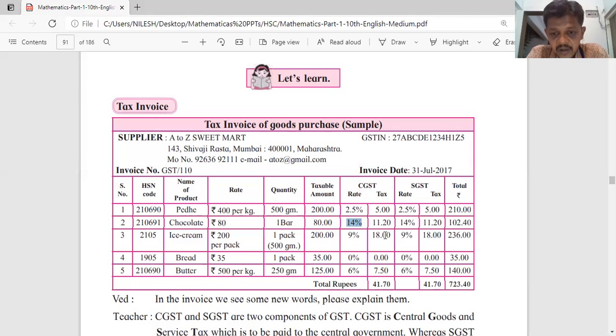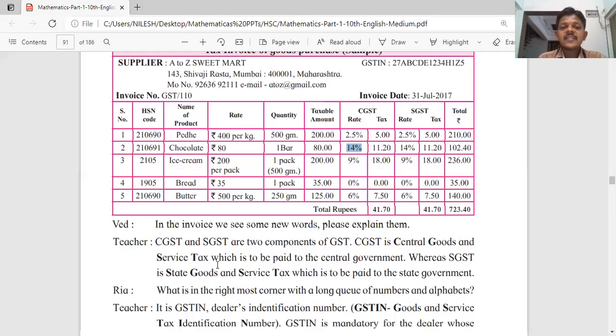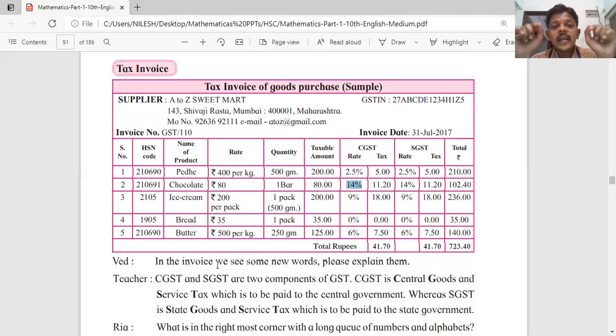Bread is very important. So it falls under the category of 0%, no tax on bread. And butter, again, 12%. Okay, fine. Butter is again acceptable. So total, this is how the tax invoice looks like. This is just an introduction. Invoice means what? Bill. This is a bill. Okay.